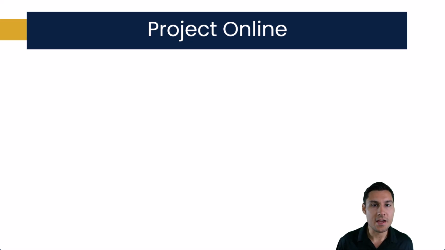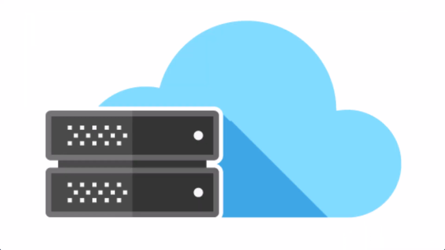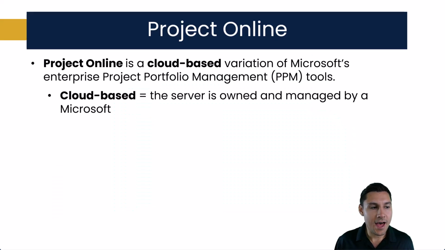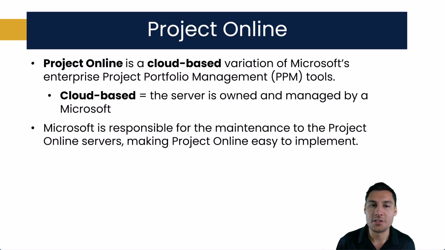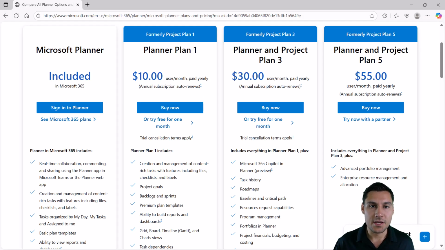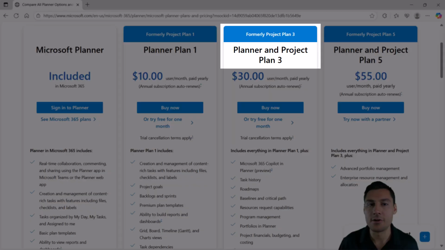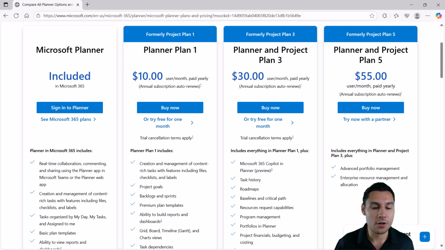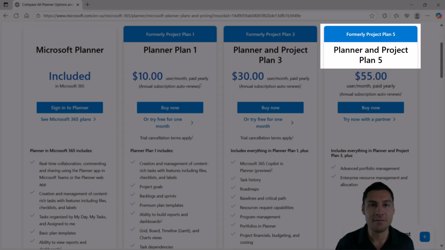Project Online, on the other hand, is a cloud-based variation of Microsoft's PPM tool. When I say cloud-based, what I mean is that the server is going to be owned and managed by Microsoft, and that makes Project Online very easy to implement. There are two ways that you can actually purchase Project Online, both of which are subscription-based services. The first one is called Planner and Project Plan 3, or P3. The second is called Planner and Project Plan 5, or P5.